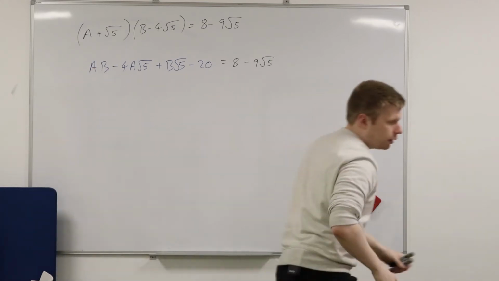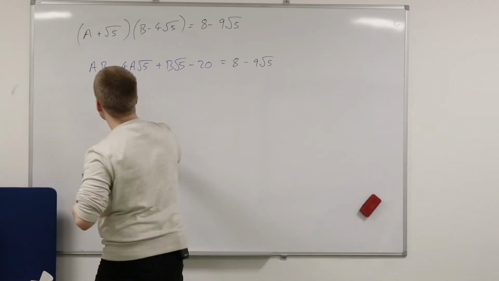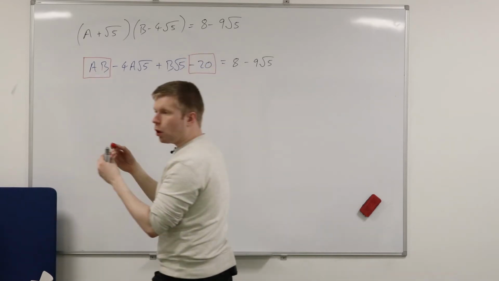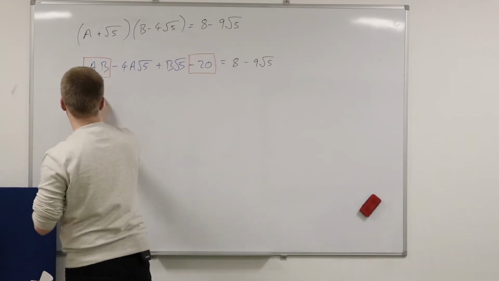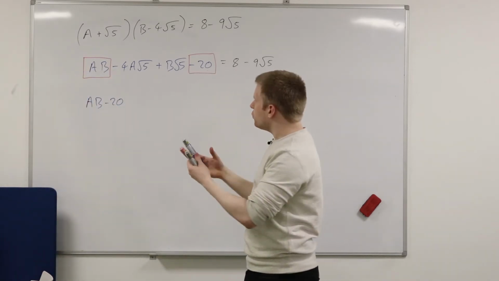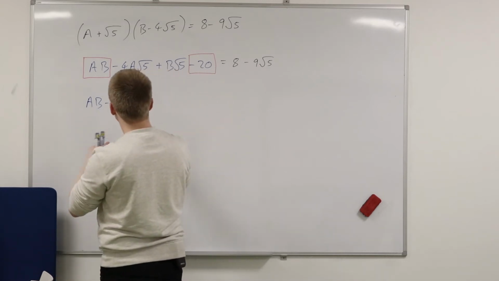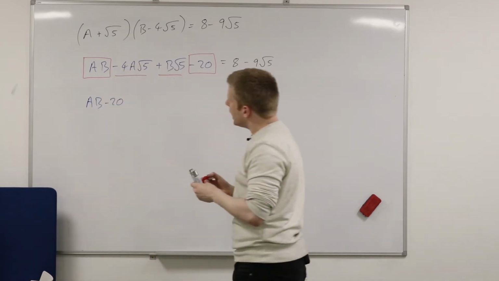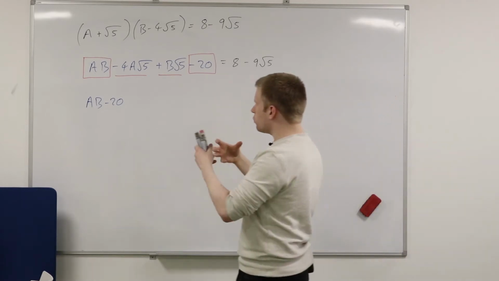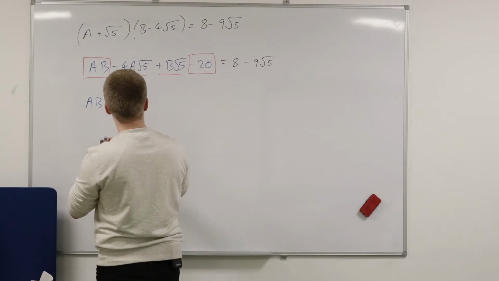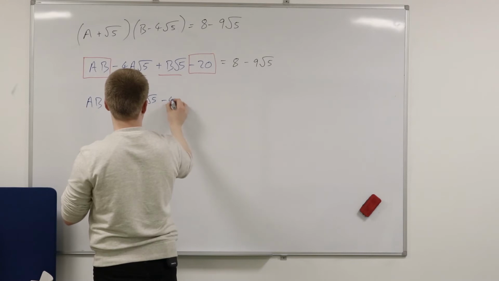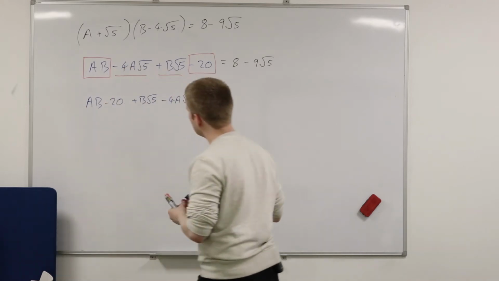So in fact, let me box these. So I've got AB, and I've got negative 20. I'm going to put those first. So I've got AB, take away 20. Okay. Then you also notice that I've got stuff involving square roots. I've got a take away 4a root 5, and I've got a plus b root 5. So I'm going to group those together as well. I'm going to write the b root 5 first, and then minus 4a root 5. Okay, minus 4a root 5.